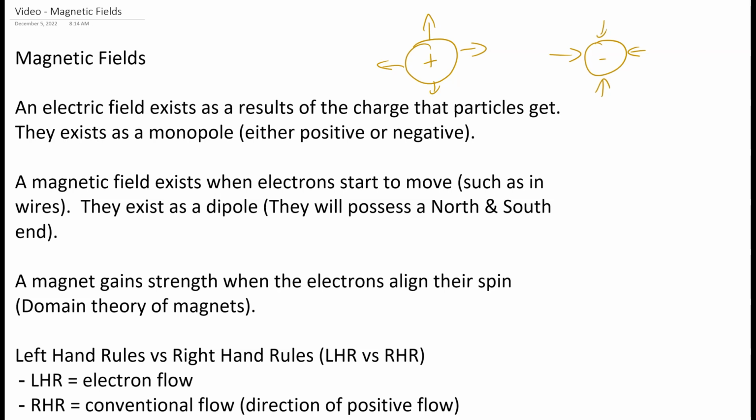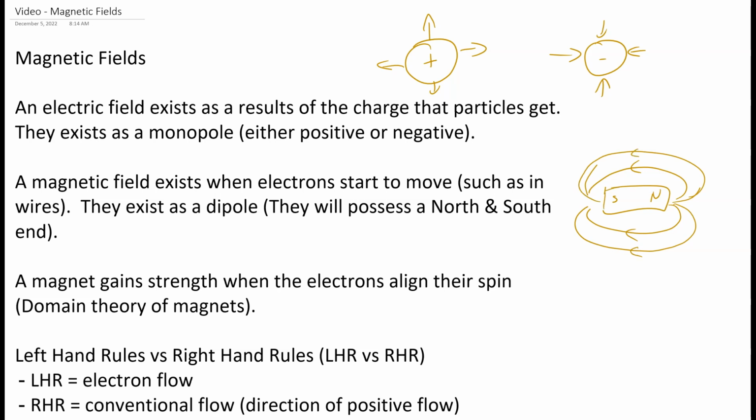Whereas a magnetic field occurs in a wire when electrons start to move. So then we create a north and south end. Now this is a dipole because every magnetic material has to have both a north end and a south end. And north and south always attract towards one another. So now we draw these field lines on here to represent the magnetic field. And they occur as a result of electron spin.